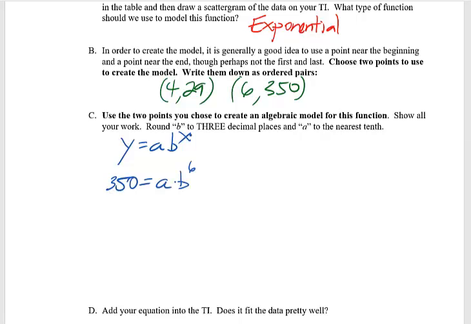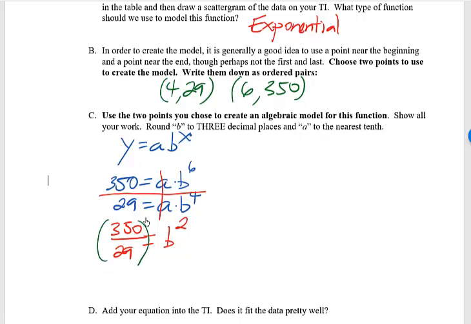350 equals a times b to the 6. And then the second one would be 29 equals a times b to the 4th. This is now a system of equations. Remember, the secret here is to divide the two equations because the a's cancel out. And for the b's, I can use that rule of exponents, the one about subtracting the two powers, 6 minus 4. 350 divided by 29 is not a nice number, so I'll just leave that as it is. And then to get b by itself, I'm going to go ahead now and use that reciprocal power idea. So raise each side to the 1/2 power.